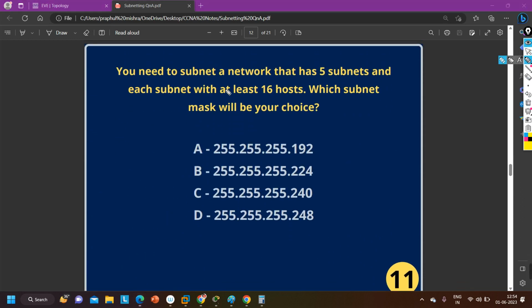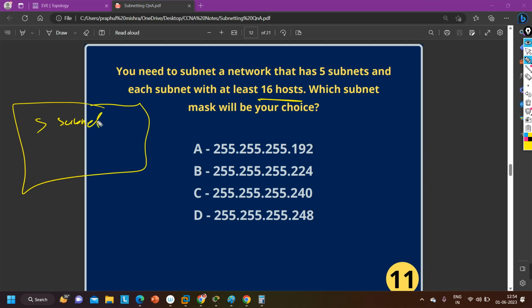I completely didn't get this question. You need to subnet a network that has 5 subnets, and each subnet has at least 16 hosts. In an organization, they need how many subnets? 5 subnets. Subnet, subnetwork, or subnetted network are all the same. And in each subnet, at least 16 valid host IP addresses are required.